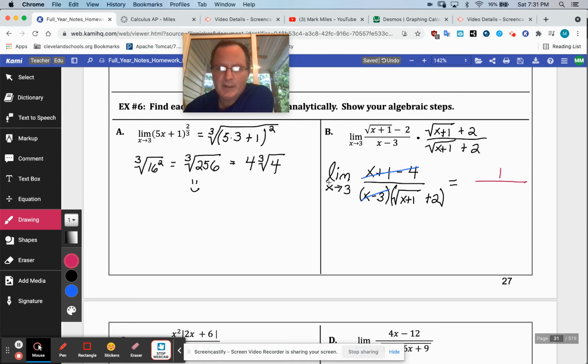Notice I'm dropping the limit notation because I'm going to go ahead and substitute right now. A 1 on top. And then on your denominator, I have the square root of 3 plus 1, which is the square root of 4, 2, 2 plus 2. Done.